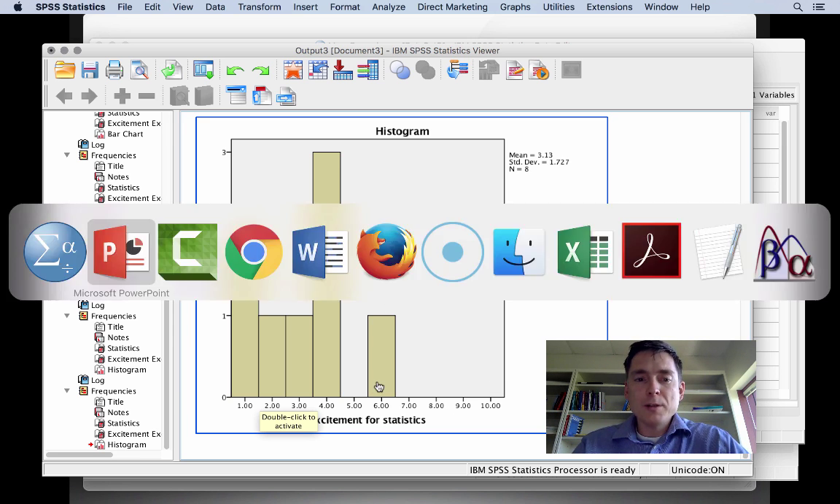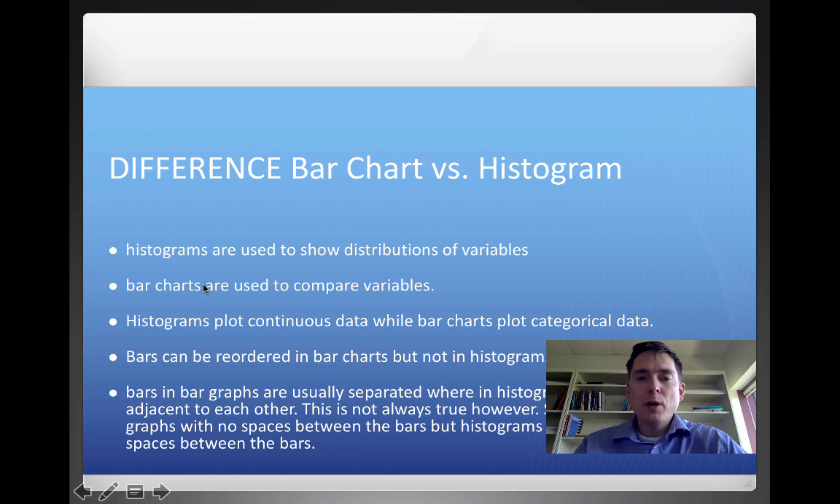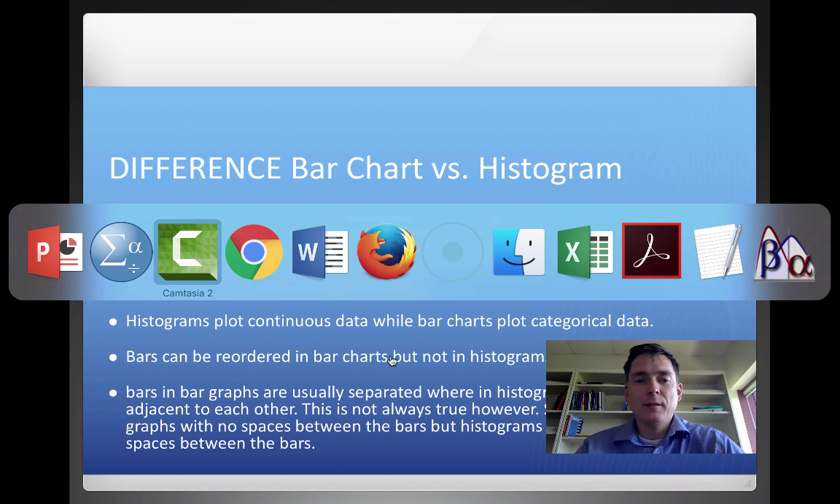And you might be wondering, what's the difference between a histogram and a bar chart? Well, histograms we usually use to show a distribution of variables, whereas bar charts are usually used to compare variables. So histograms we usually use to plot continuous data, while bar charts are used to plot categorical data. Bar charts could be ordered around because there's not really an order in the different categories. And in bar graphs, you usually see that the columns are separate from each other, where the histograms are not. But that is not always the case.